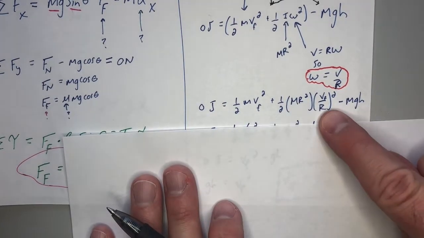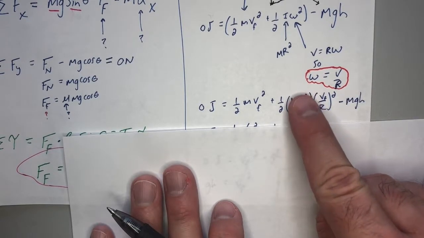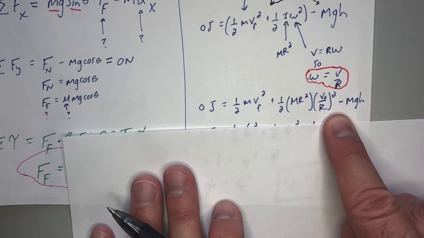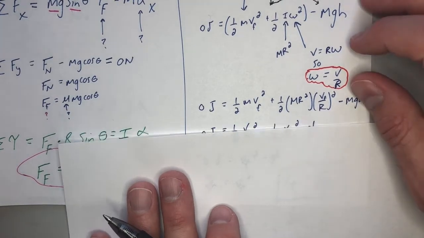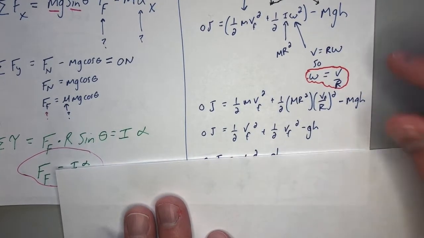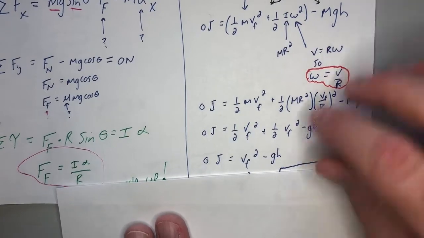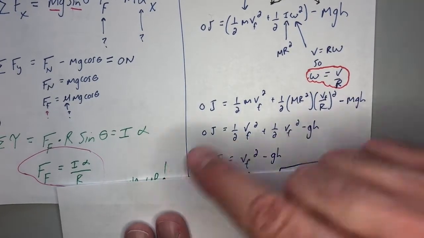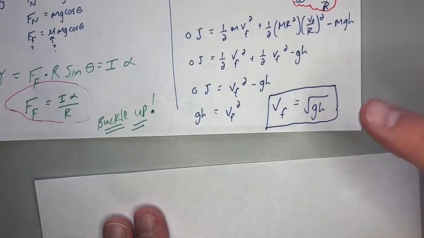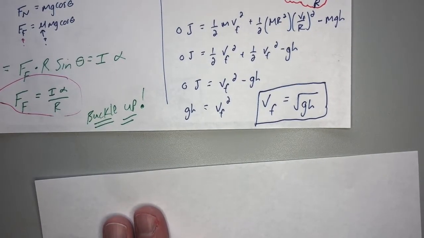And then that is R squared on top, so those R squareds are going to go away. So you're going to get a 1/2 VF squared plus a 1/2 VF squared. You get something like this. That's pretty nice. A half plus a half gives you a whole. Minus gh. Add that over to that side, take the square root, and you figure out the velocity final of that hoop is square root of gh.